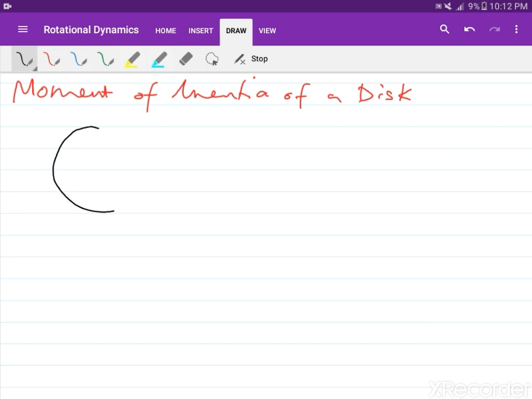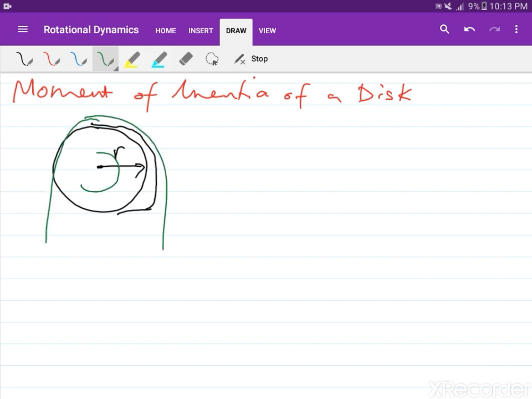So for example, here we have a disk with radius r. You can imagine that this disk is actually a pulley and it is to rotate in this direction. We are interested to find the moment of inertia of this disk. This disk has radius r and it has a mass, say capital M.